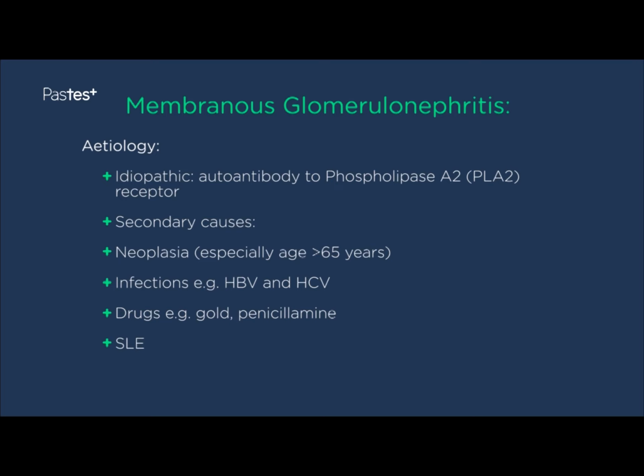There are secondary causes of membranous GN, as there are for most types of glomerulonephritis. We have to be aware of the possibility of neoplasia, especially in the elderly population. Infections such as chronic viral infections, hepatitis B and hepatitis C, can be associated with membranous GN, and drug toxicities. As we know, in rheumatoid arthritis treatments in the past, we frequently used gold and penicillamine, and these have both been associated with membranous GN. And then finally, SLE can have membranous GN as part of its histological presentation.